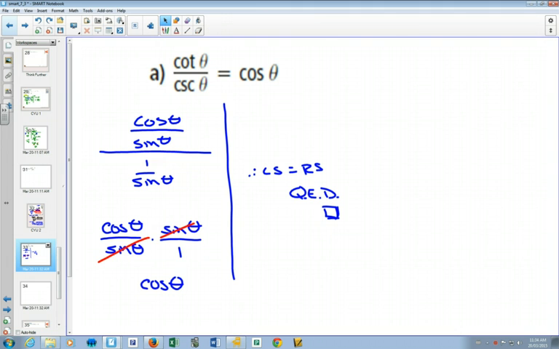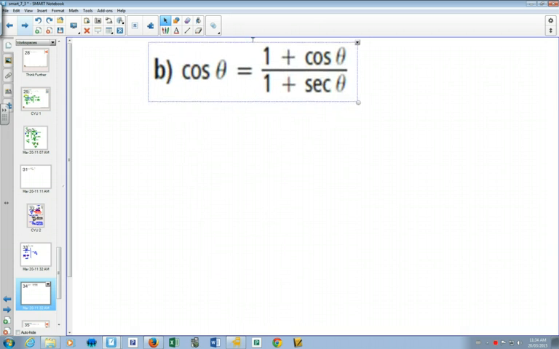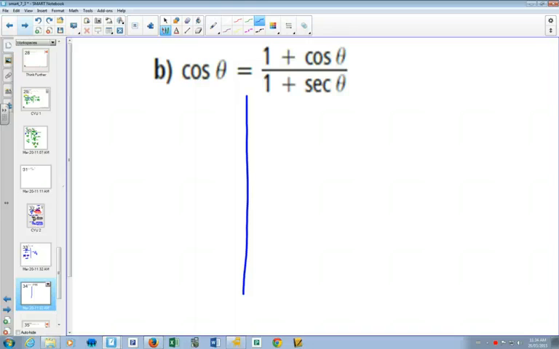For the second one, again, draw a line to separate the left side and the right side. I have cos theta on the left. I can change secant theta to 1 over cos theta on the right. I get a complex fraction with a fraction inside of a fraction. So my strategy is to get a fraction on the top and a fraction on the bottom.